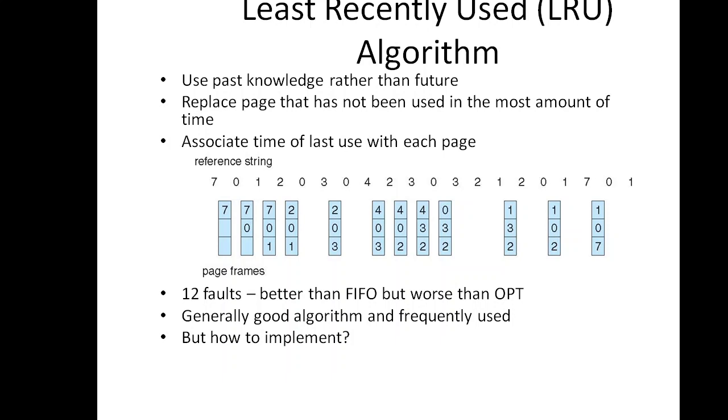Next is 1. I have to check for these three. 3 is recently used. 2 is also recently used. 0 is least recently used compared to 3 and 2. So replace 0 with 1. Next value is 2. 2 is already there, don't do anything.